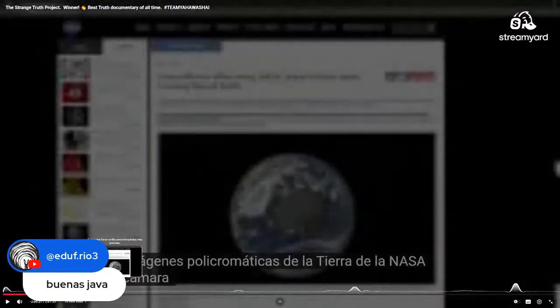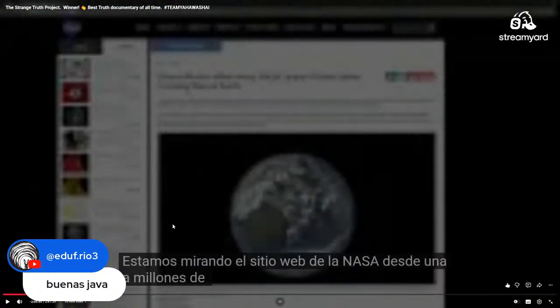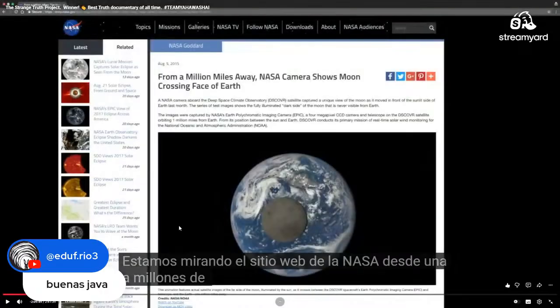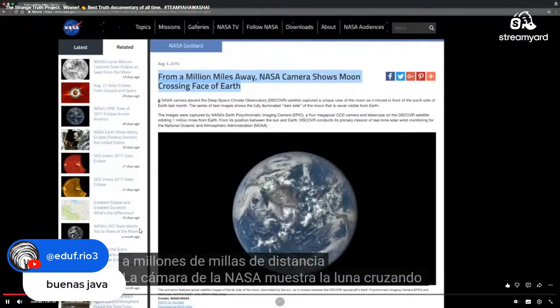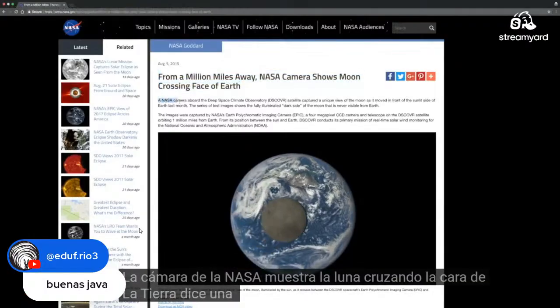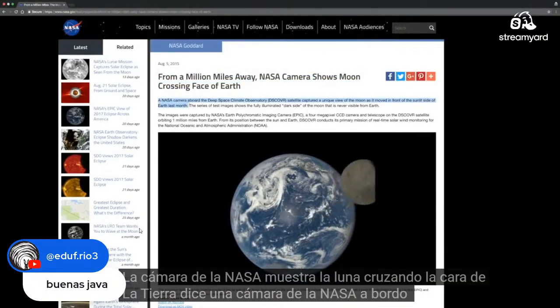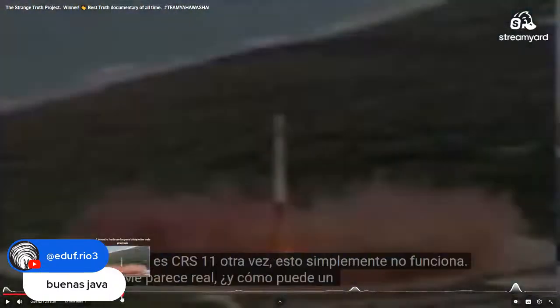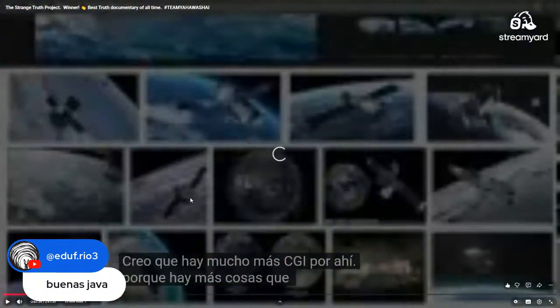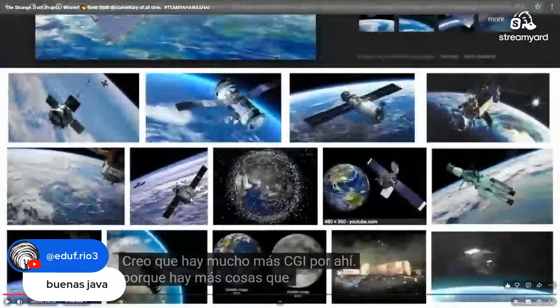Casualidad. Bueno, un clásico aquí. 10 miles away, NASA camera shows moon crossing face of Earth. It says a NASA camera aboard the Deep Space Climate Observatory discovered.